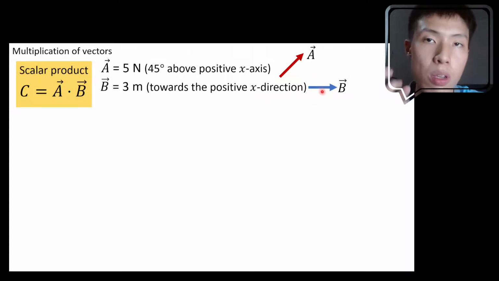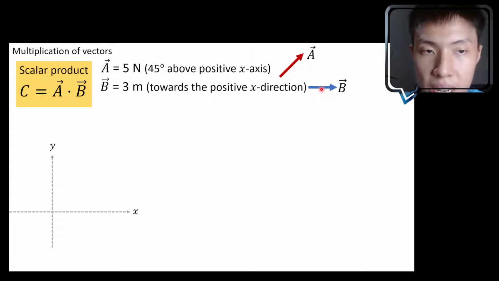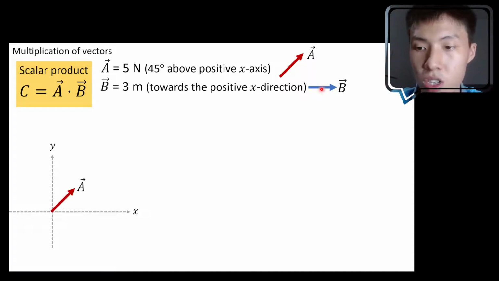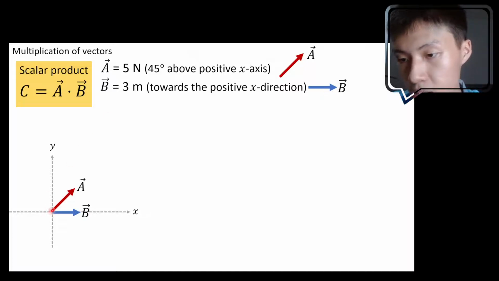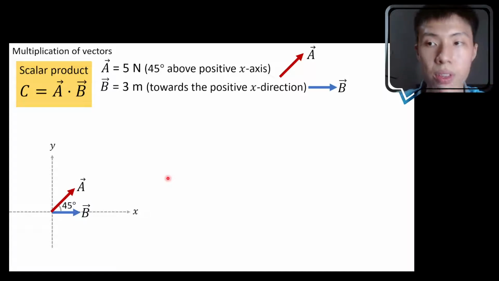If we want to multiply these two together using scalar product, all we need to do first is create an x and y axis, then place the tails of both vectors on the origin. If you place them both at the origin, it'll be like this: the tail of vector A placed at the origin, the tail of vector B placed at the origin. Since we know A is 45 degrees above the positive x-axis, the angle between them will be 45 degrees. Now we will proceed with the scalar product.